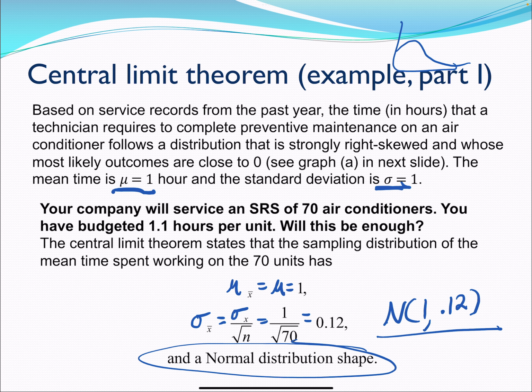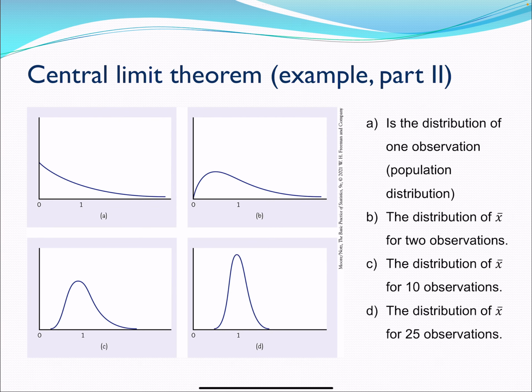So let's continue this example and look at some graphs. Let's visualize this. A right here is the distribution of one observation. This would be the distribution of the mean for 2 observations. This would be the distribution of the mean for 3 observations. And here, 10. And this would be the distribution of x bar for 25 observations. So it is more and more normal, as you can see.